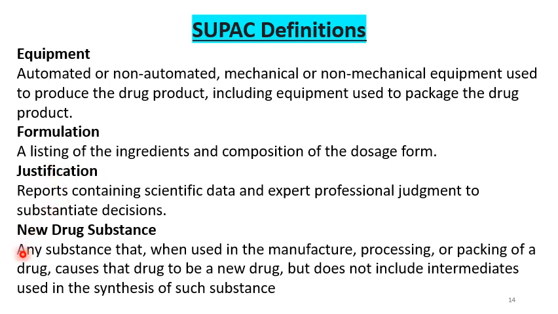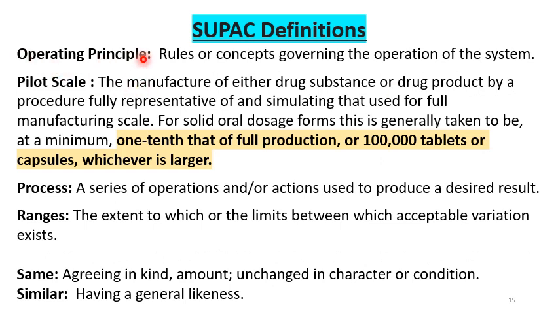New drug substance. It is a drug substance, or any substance that when used in the manufacturing, processing or packing of a drug causes that drug to be a new drug, but does not include the intermediates used in the synthesis of such drug substances. New drug substance simply means the new APIs. Then operating principle. These are the rules or concept governing the operation of the system. For example, you coat the pellets by Wurster coating. So Wurster coating will be the operating principle.